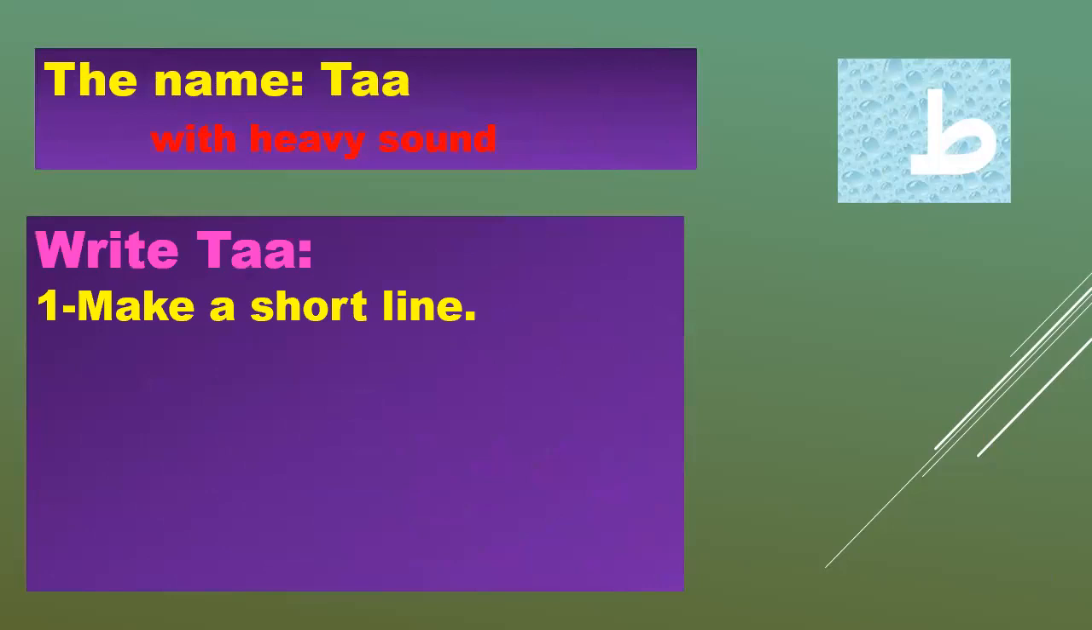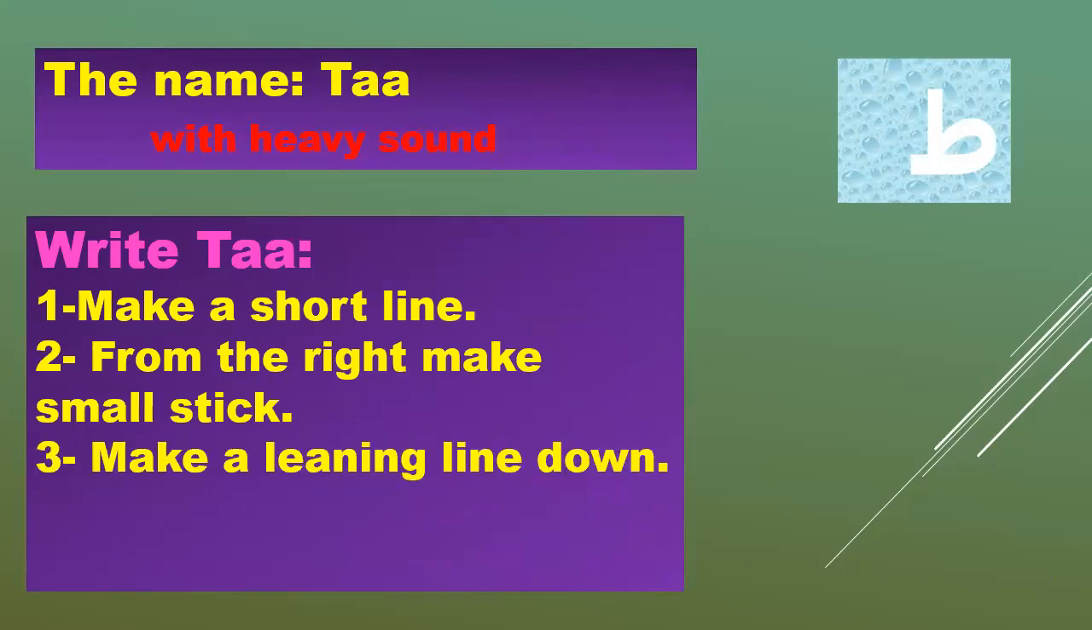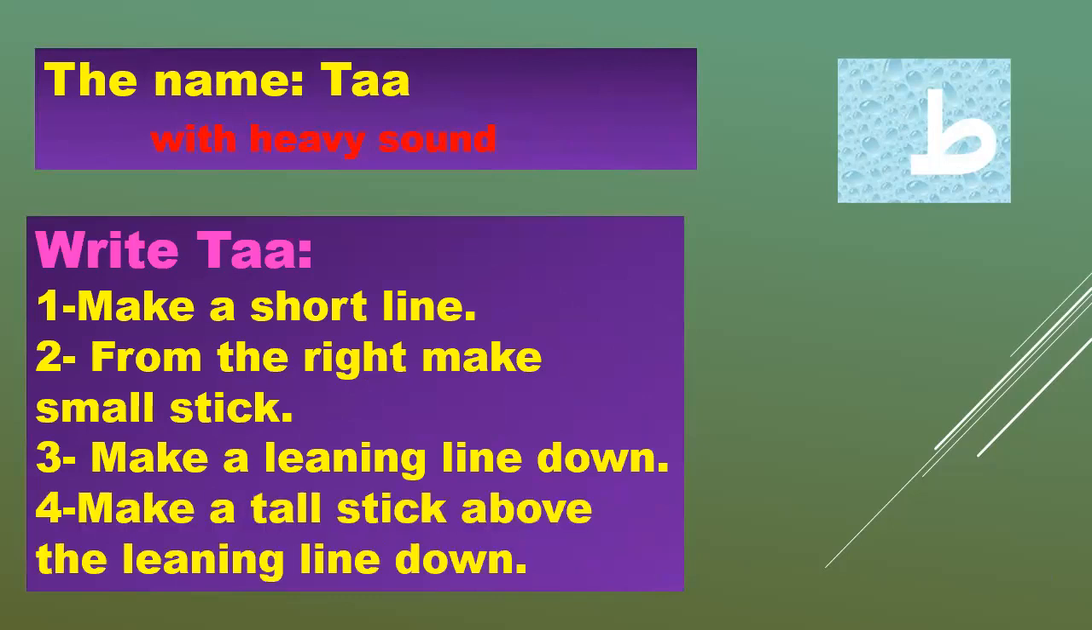To write Ta, make a short line. From the right, make a small stick. Make a leaning line down. Make a tall stick above the leaning line down. Did you finish? Very good.